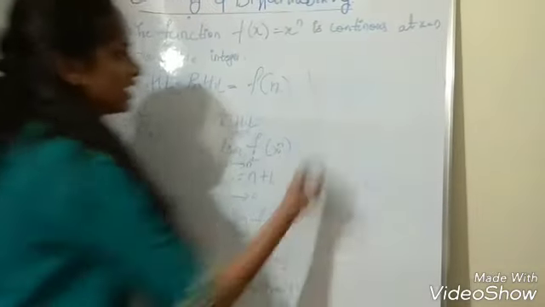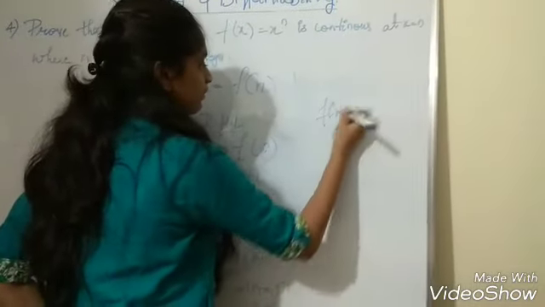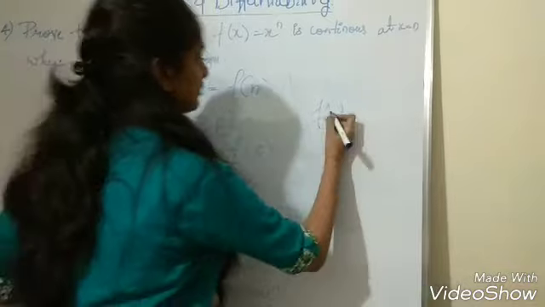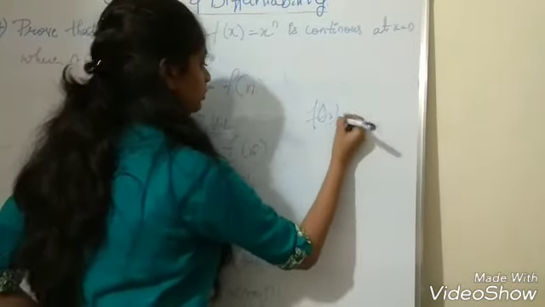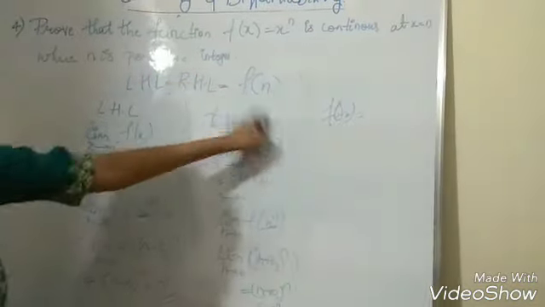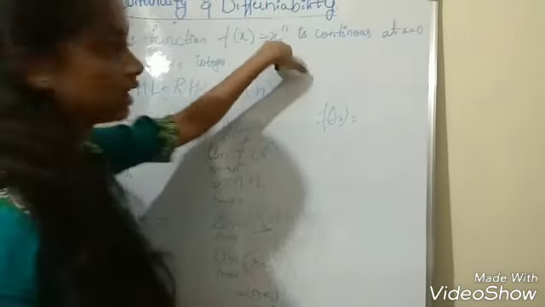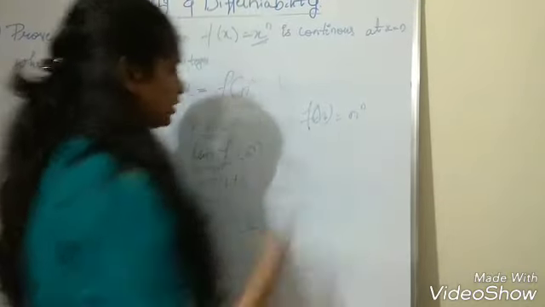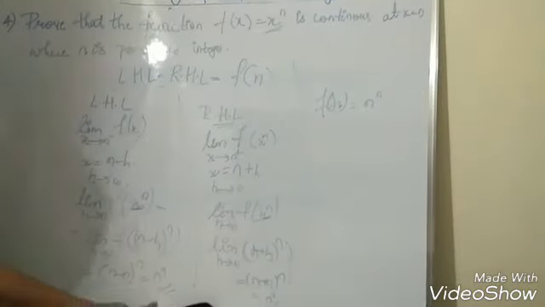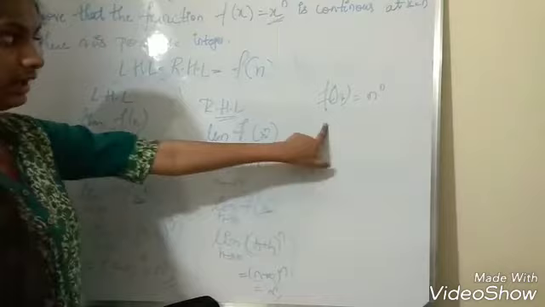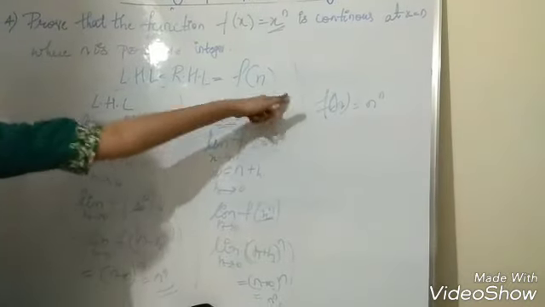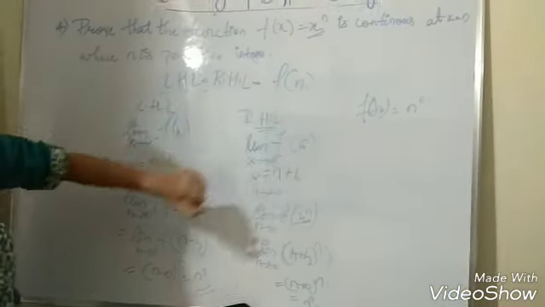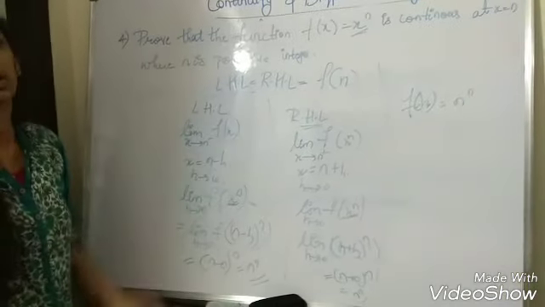Now let us check what is the value of f(n). This is x to the power n. Now in place of x we have to put n, right? So in place of x we are putting n, and it's n to the power n. You see its left hand limit, right hand limit, and f(n) are equal. So this function is continuous. We have proved this function as continuous.